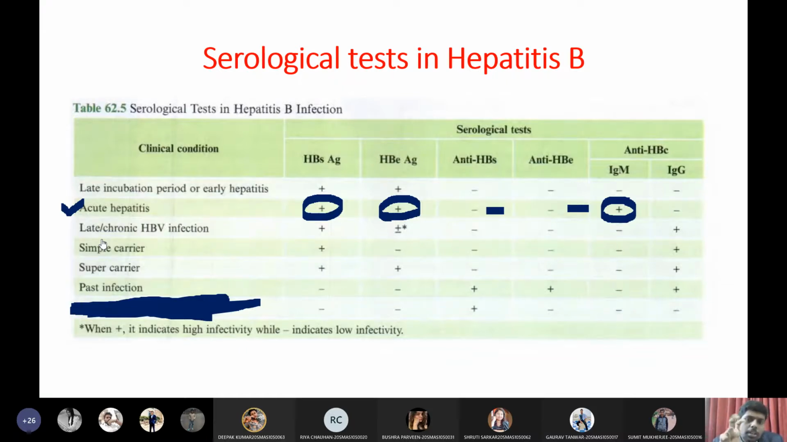So what will be the pattern of antigens and antibodies in the blood in case of reactivation? In case of chronic infection or late infection, obviously we can find surface antigen and envelope antigen, and still there is no surface and envelope antibodies in the circulation. But chronic infection individuals will show IgG core antibodies. They will show IgG core antibodies.